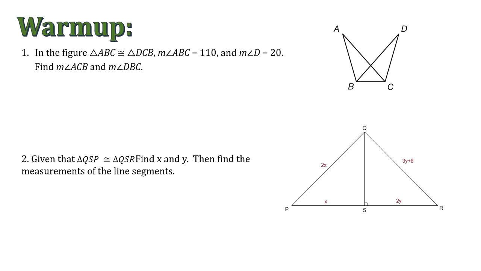Okay, so for the first one, we have ABC is congruent to DBC, so we know the triangles are congruent, which means all the angles and all the sides are congruent. We're just looking at angles here. They've told us angle ABD, the big angle on the triangle on the left, is 110 degrees.